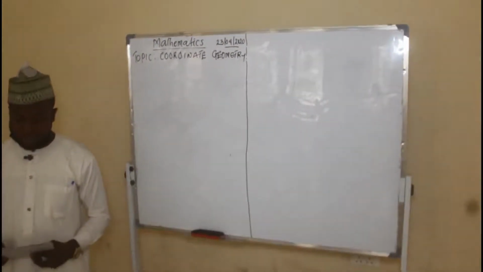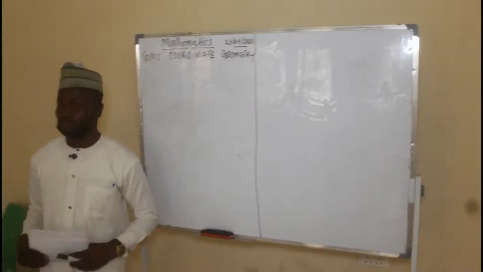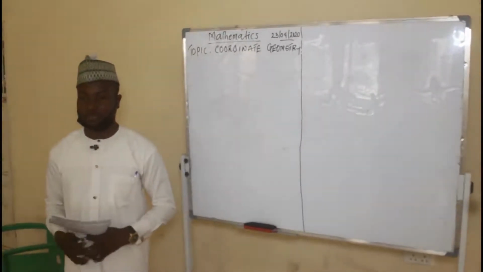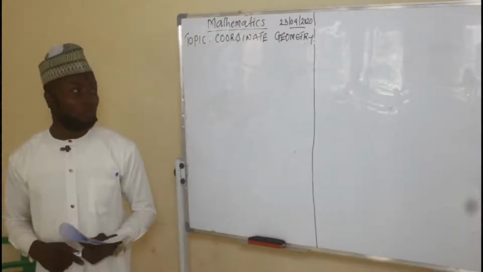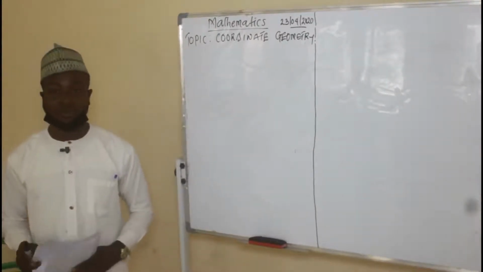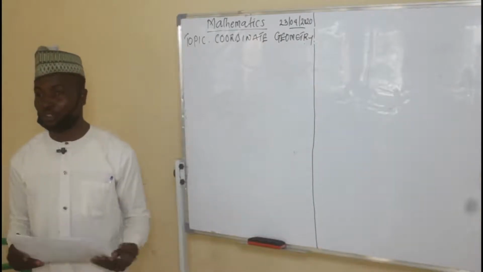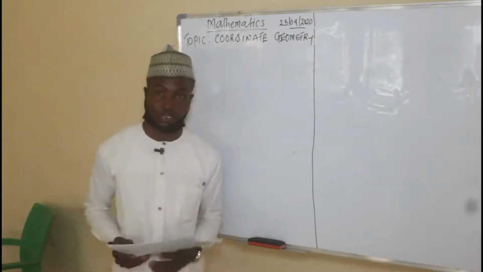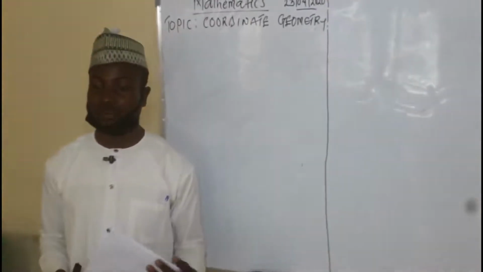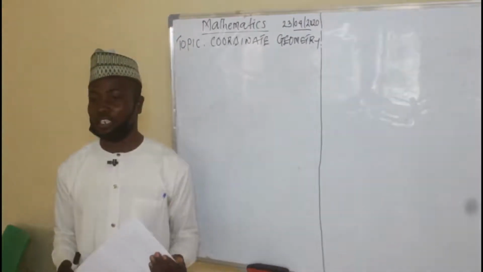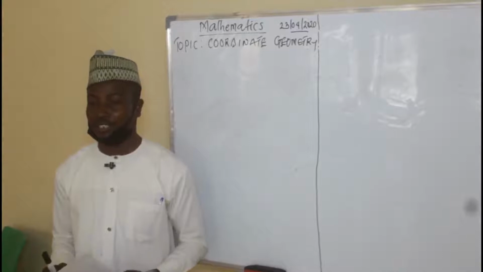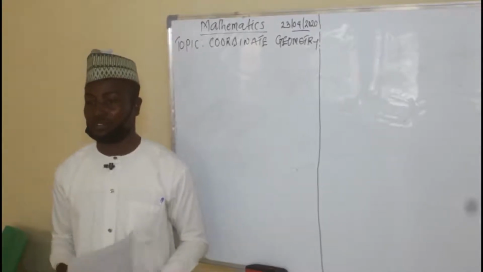This is PLBC virtual classroom simulation. I am Mr. Sharif Abdulaziz by name. This is mathematics class. We are going to look at coordinate geometry. First of all, you need to understand what coordinate geometry means. Coordinate geometry simply means a geometry that deals with points, lines, and shapes.